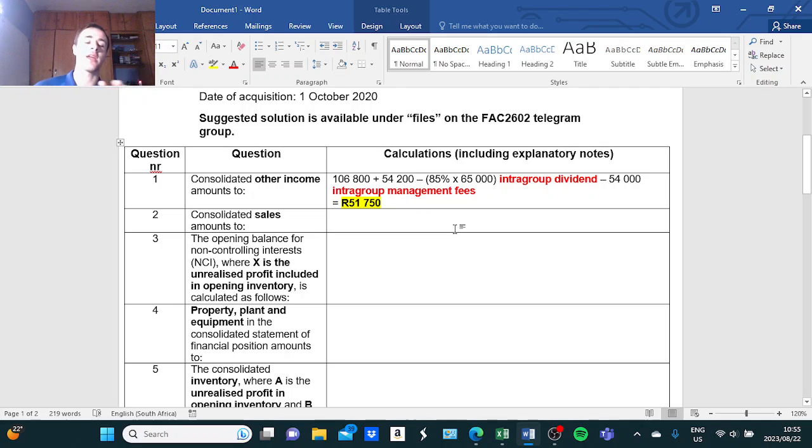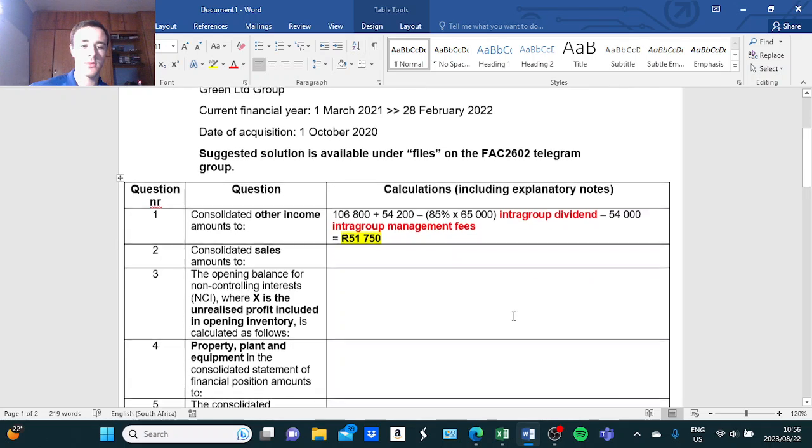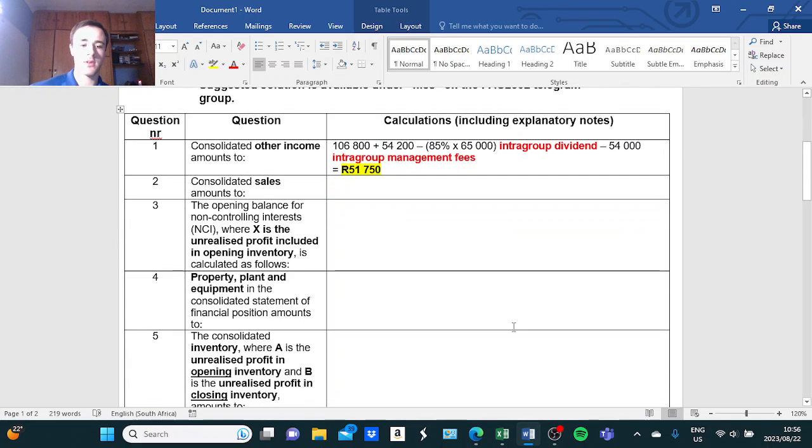51,750 is the correct amount for other income for the group, after we have eliminated intergroup income items, that being the intergroup dividend as well as the intergroup management fees. Alright, let's move on to question 2, which says that we have to calculate the consolidated sales. In other words, sales or revenue for the group will be calculated as follows.